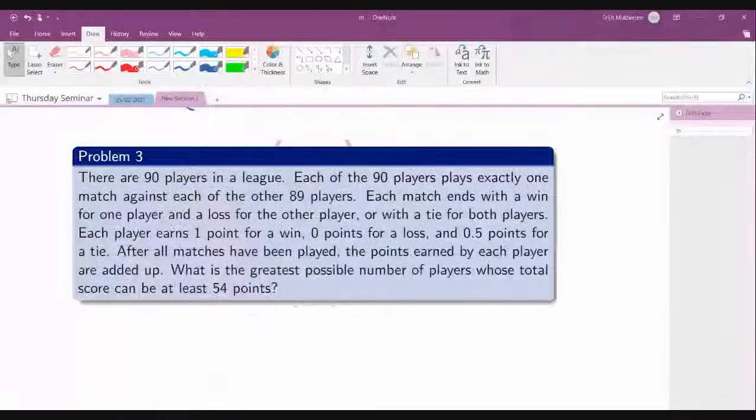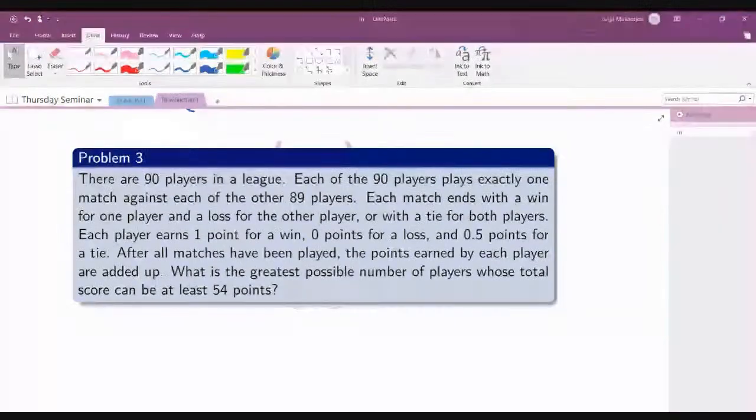The question means that we need to find the total number of players whose score is at least 54. So we need to find out how the score is distributed among the players. Like the total number of matches. Guys, what is the total number of matches?